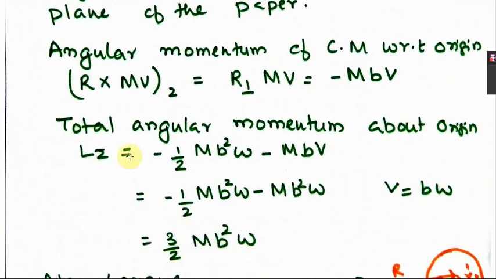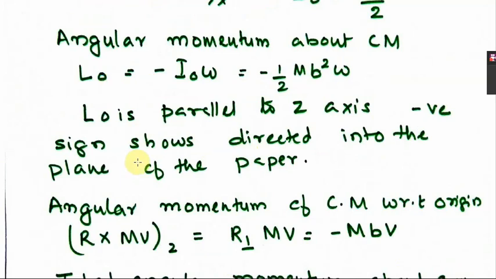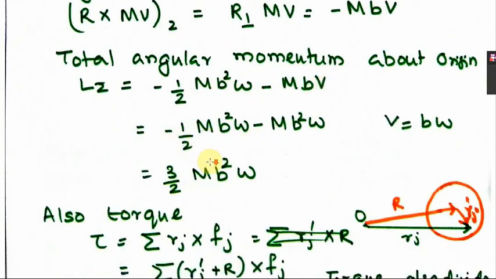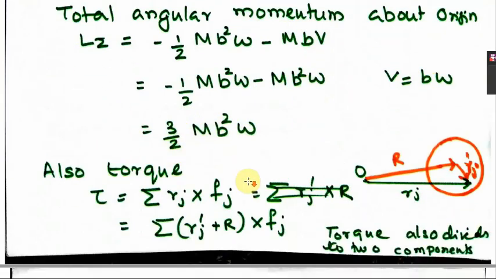Total angular momentum about the origin, Lz, will be equal to half mb square omega minus mbv. This is L0. So the total will be L0 plus the angular momentum of the center of mass with respect to the origin. So both these components we have to add together. So that is equal to, v is equal to b into omega, where b is the radius. So substituting for that, you get the total angular momentum L is equal to 3 by 2 mb square omega.